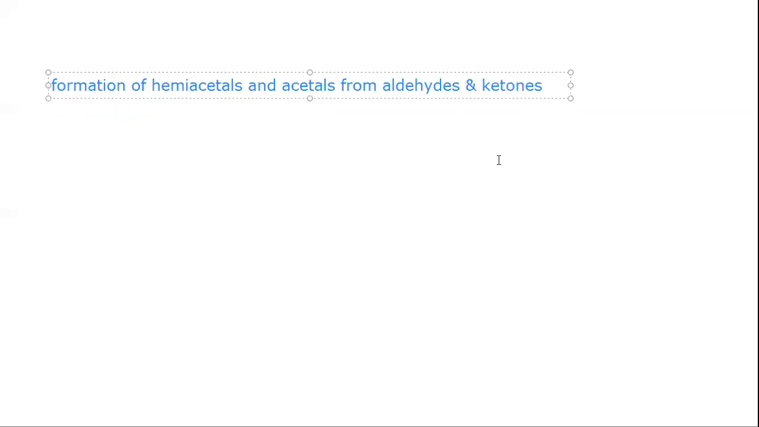Formation of acetal and hemiacetal is the concept for the last chapter. How do we make them from aldehydes and ketones? Because first I'm going to define how to identify hemiacetal and acetal.